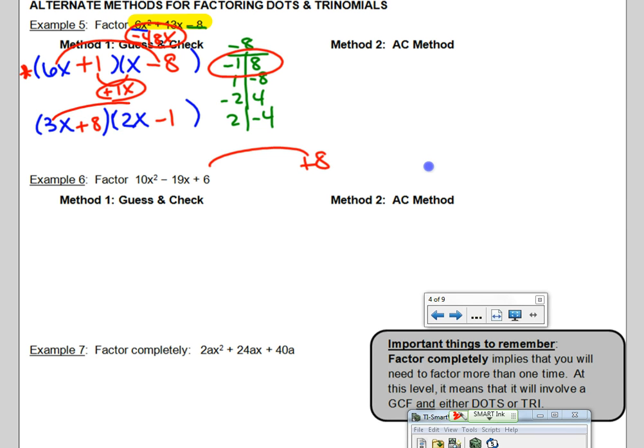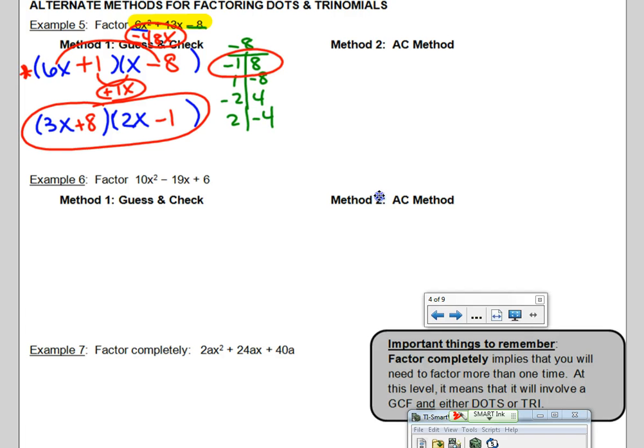Okay, my outside's going to be -3x, and my inner two are +16x, and these two add up to positive 13x. So I did it. That took a little while. Now, as you do the guess and check more and more, you'll find it becomes a little easier. You see what to look for, but it is a little tedious.